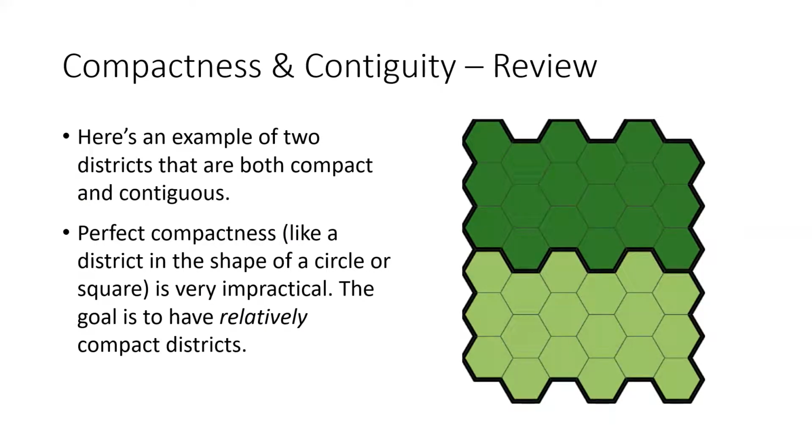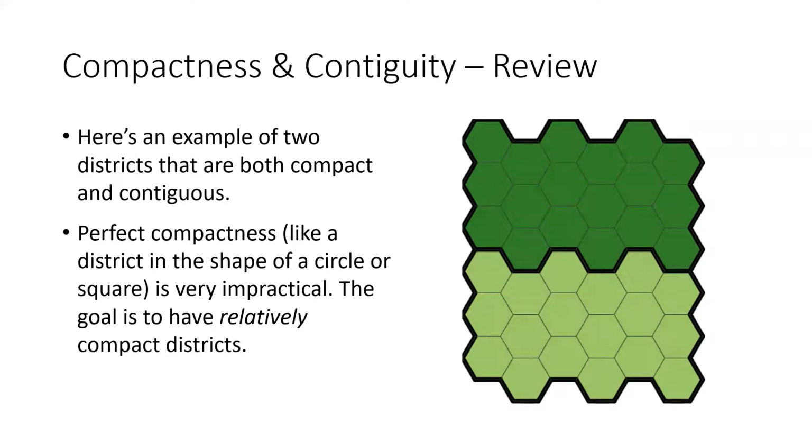So instead, I've drawn a map of Hexland where you have two compact and contiguous districts. So here's an example of compact contiguous districts. Now, perfect compactness in the real world, a district that's the shape of a circle or a square perfectly, is very, very impractical, very unlikely to happen. The goal is to have relatively compact districts. So they might look a little funky and have some jagged shapes and some jagged edges. So the goal is to have relative compactness.